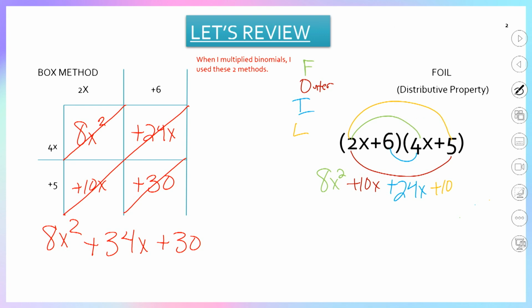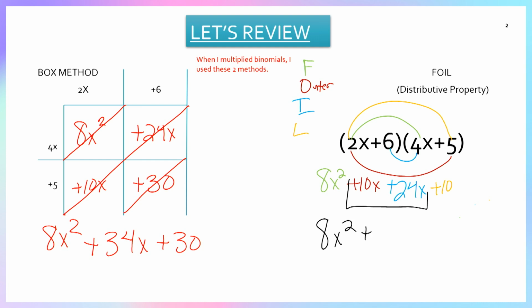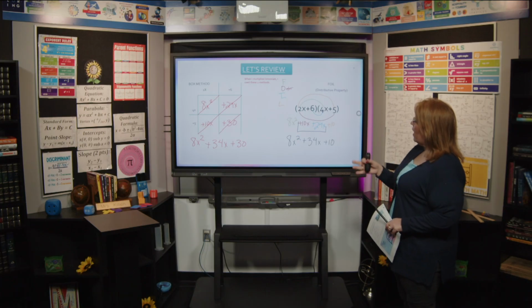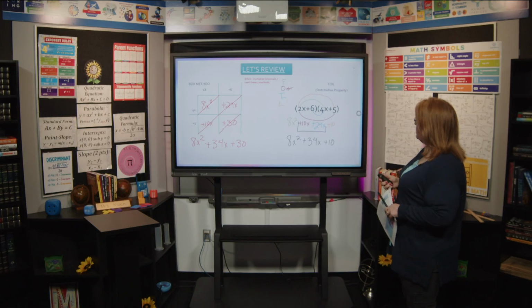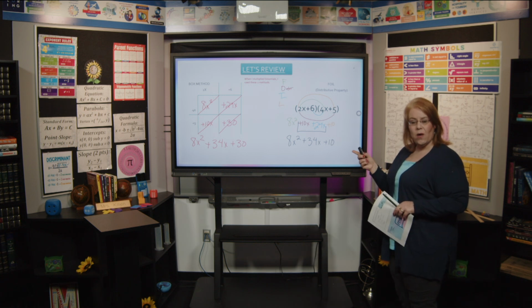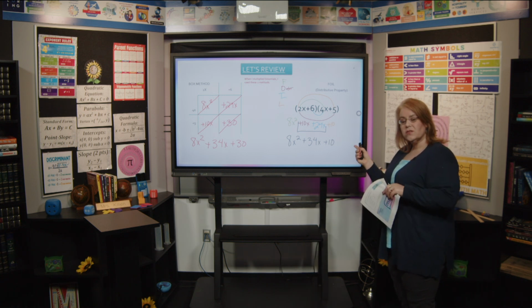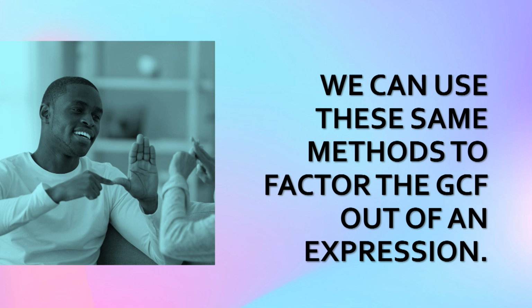Remember, we always put like terms together. So I have a 10x plus a 24x. Now we have it. We had our box. We have our FOIL. So let's see how we're going to use this information with our quadratics. We can use these same methods to factor the GCF out of expressions.